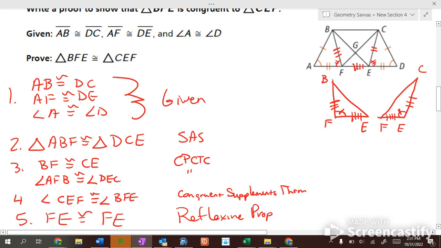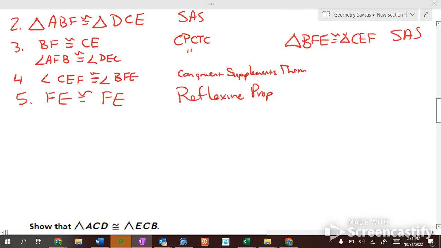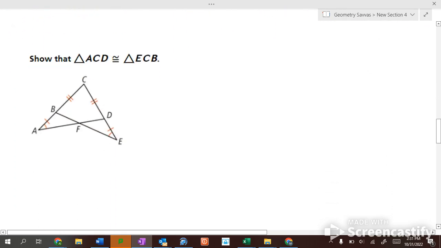Do I have enough to say those triangles are congruent? Can I say triangle BFE is congruent to triangle CEF? Yeah, because of what? Side angle side again, side angle side. So that's how to work with overlapping triangles.